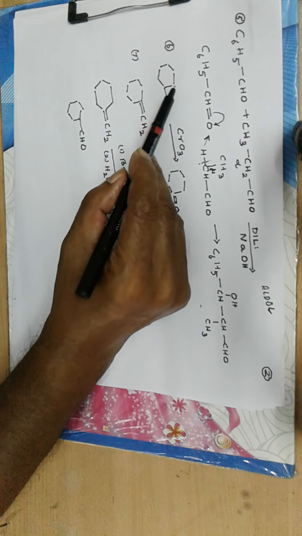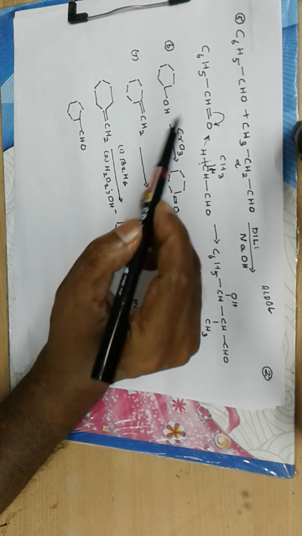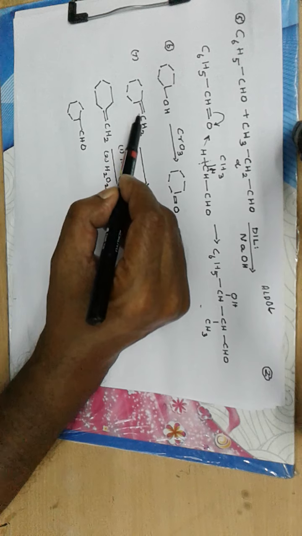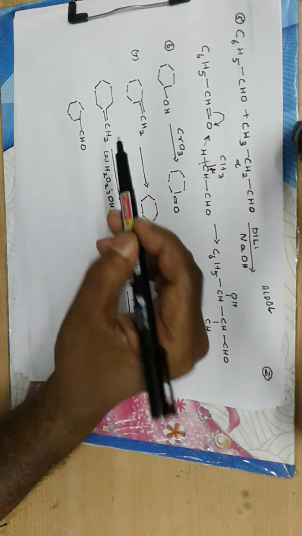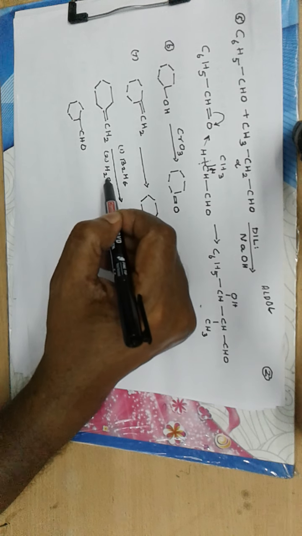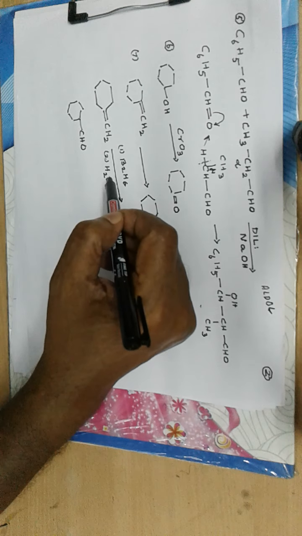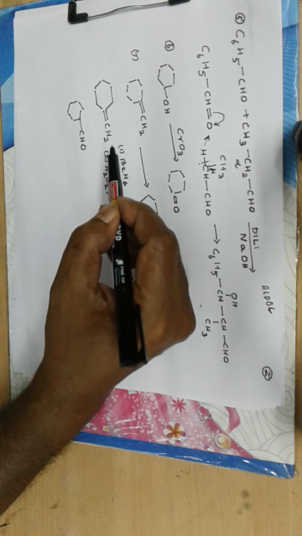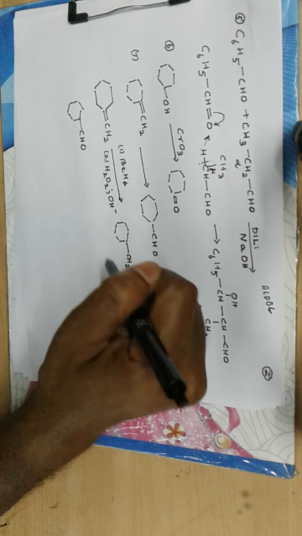Now this is cyclohexanol, an alcohol, which on oxidation with CrO3 gives the ketone. Now how will you convert this compound to an aldehyde group? One possibility is reaction with diborane followed by reaction with alkaline hydrogen peroxide. We have seen this reaction earlier. We get a primary alcohol.